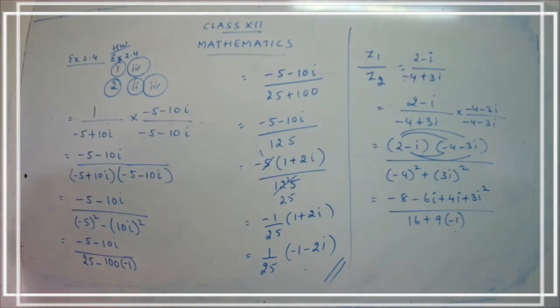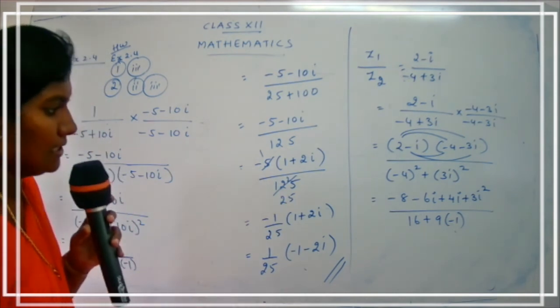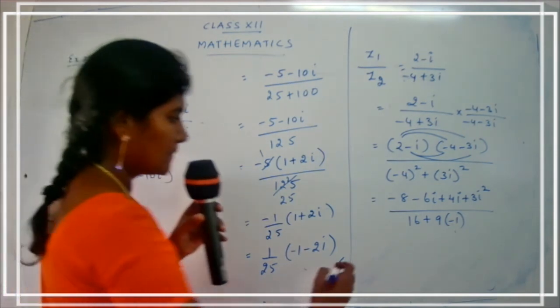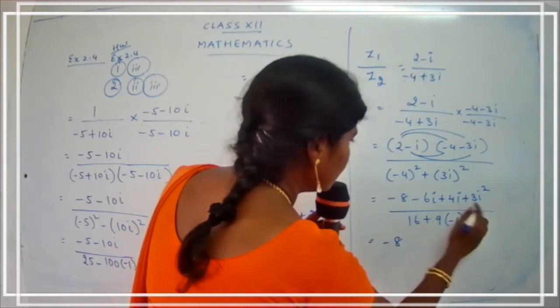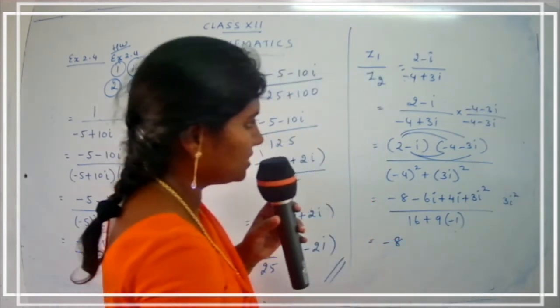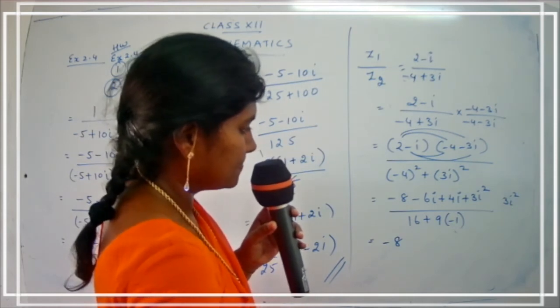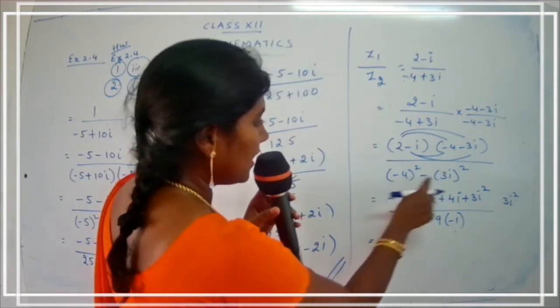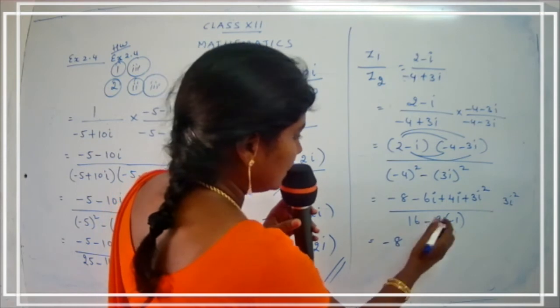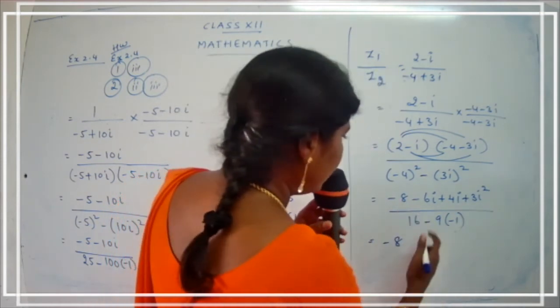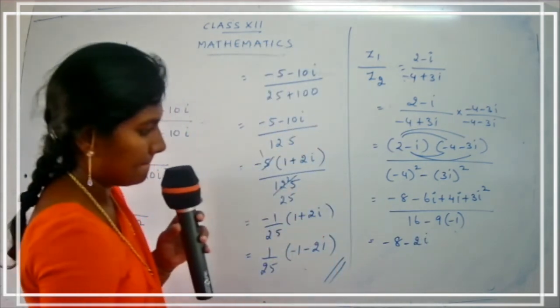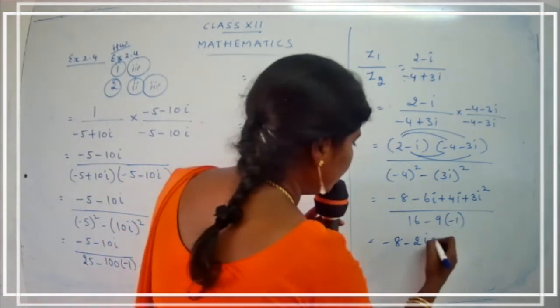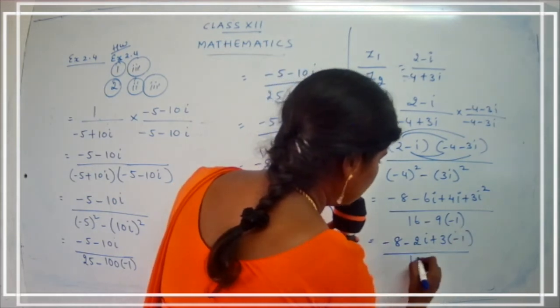Have you done the work, children? So what we have got here: minus 8 minus 6i plus 4i plus 3i square, 16 plus 9 minus 1. So 3i square means, yes, here we have made a mistake. This is a square minus b square, so 16 minus minus, you get plus. So minus 8 minus 2i plus 3 into minus 1, and 16 plus 9.